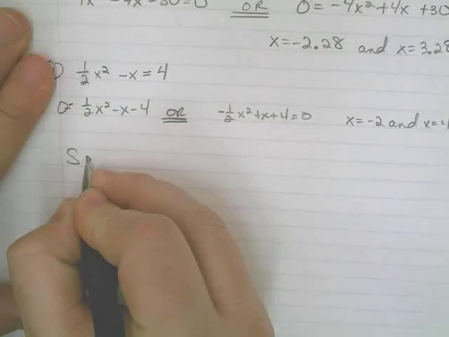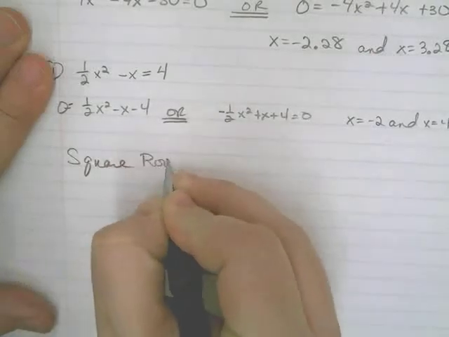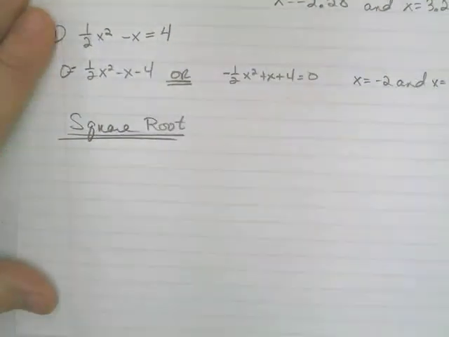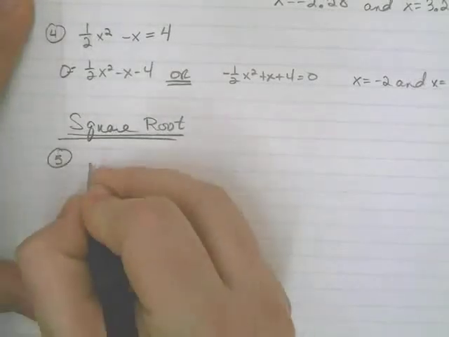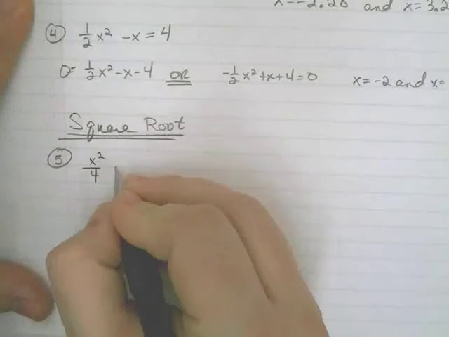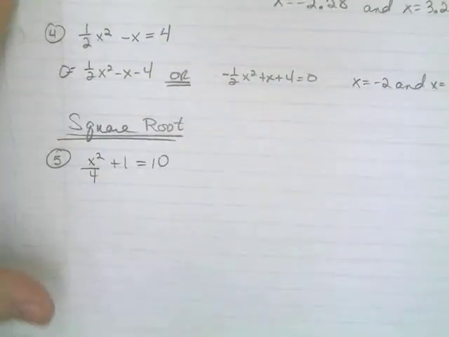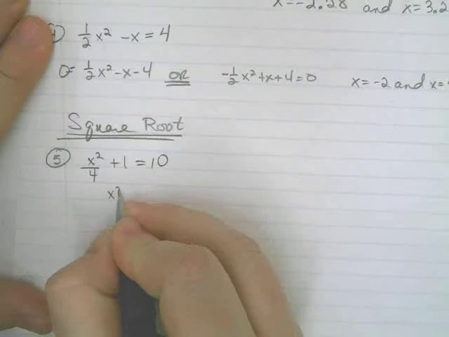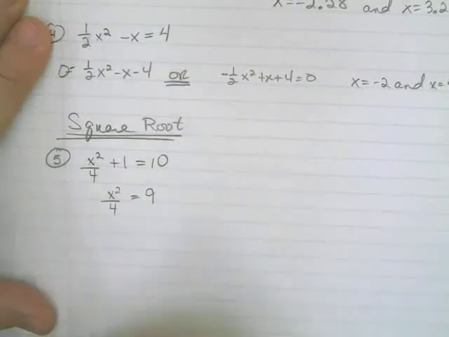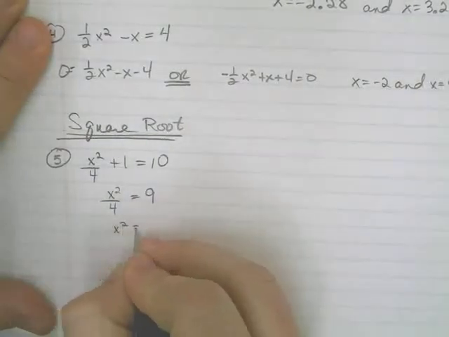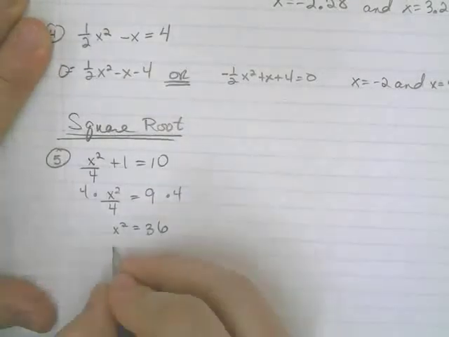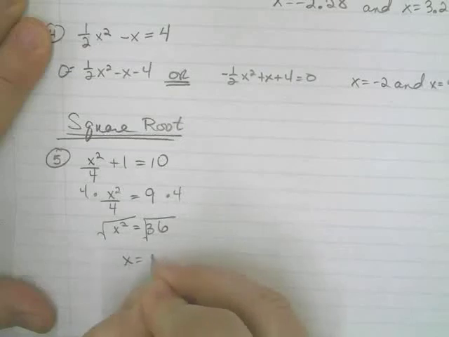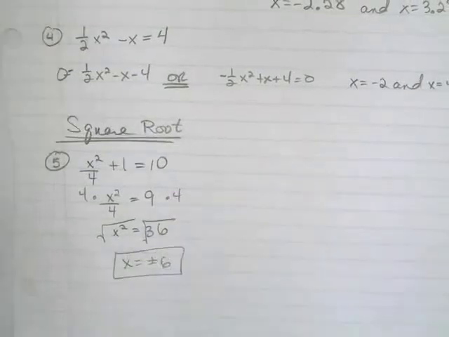So let's solve using square root. Okay, so we're on number 5. So let's do one a little different. X squared over 4 plus 1 is 10. So you're going to subtract 1 on both sides, and you get x squared over 4 is 9. Times by 4 on both sides, and you get 36. And so you take the square root, and you get plus or minus 6. So that one's the same idea, it just looks a little different.